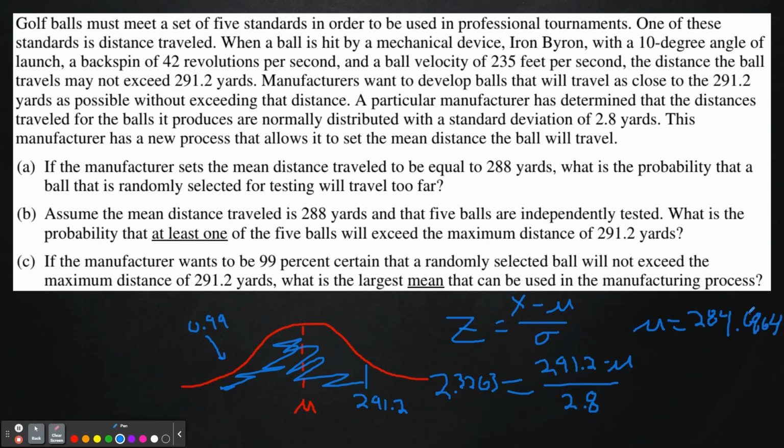Again, sorry for my handwriting there. It's a little bit on the messy side. So if the manufacturer set the mean distance of its golf balls to 284.6864, 99% of the golf balls would not exceed this maximum distance of 291.2.